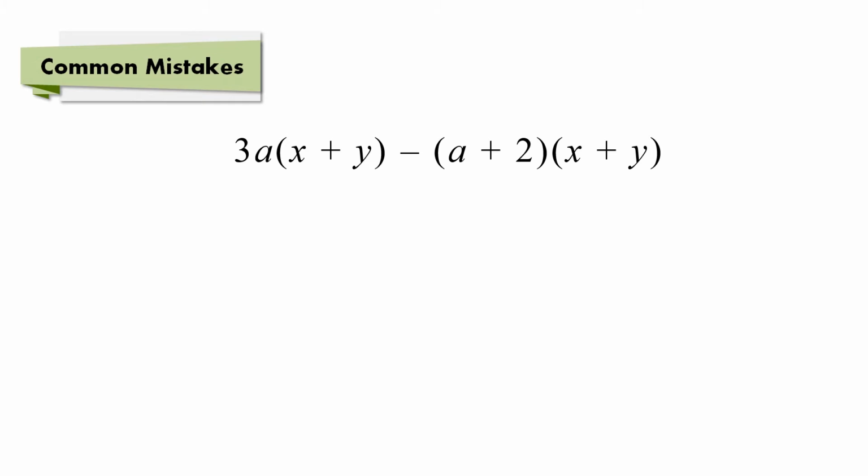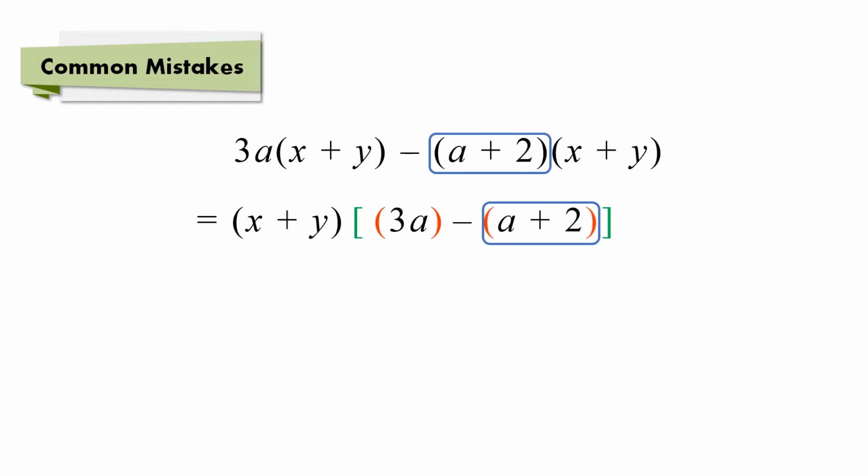Let's talk about some common mistakes in performing factorization. In this question, obviously, the first step is to take out the common factor, x plus y. We write it down at the front first. Next, the most important part is to write down a pair of square brackets first. Then, we put 3a into a pair of round brackets and minus brackets a plus 2.